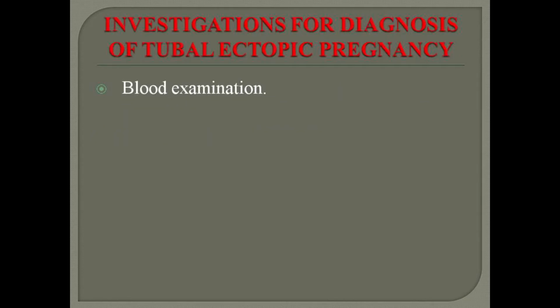The investigations for the diagnosis of tubal ectopic pregnancy: how to investigate whether the woman has a tubal ectopic pregnancy. The first thing we do is blood examination, as a routine examination. The basic blood examination includes hemoglobin, ABO blood grouping and Rh grouping, the total white cell count and differential count of white blood cells, or erythrocyte sedimentation rate, that is ESR. In these blood examinations you can find variations in tubal ectopic pregnancy. If there are varying degrees of leukocytosis or raised ESR, then there is a clue that the woman may have a tubal ectopic pregnancy.